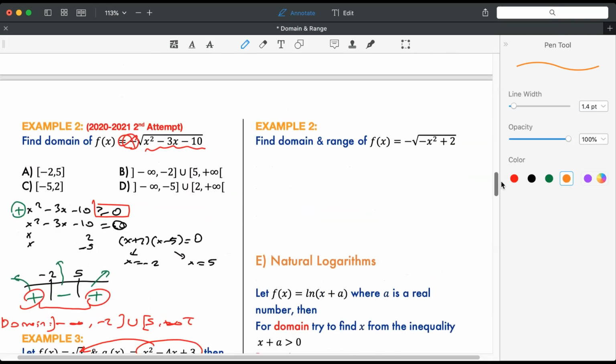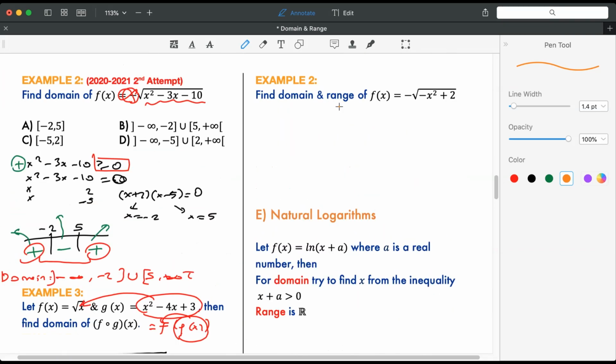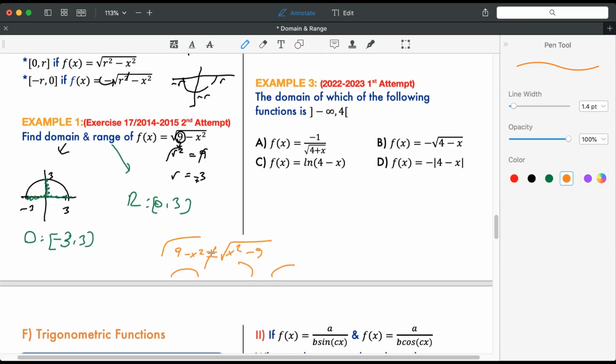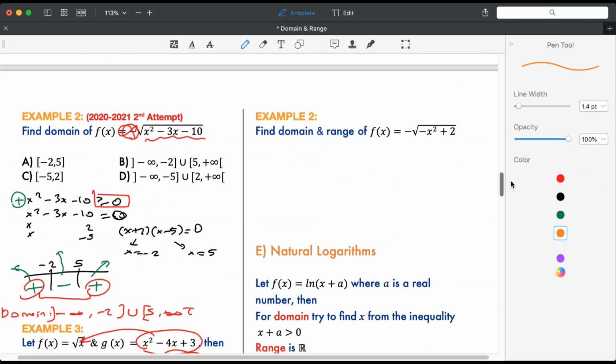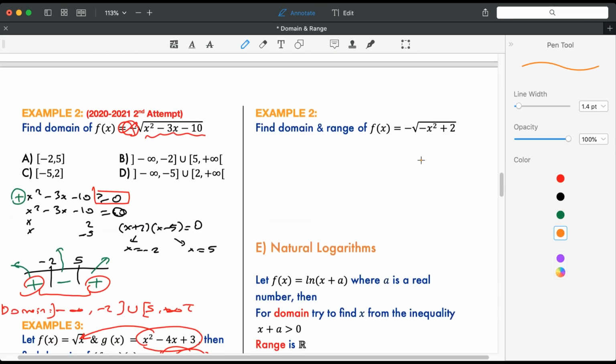All right, one more question. Find domain and range. So, which form is this? Is this the number minus x squared form? Is this form or that form? Determine the form first. Do we have the second form or the third form? In the second form, we had x squared minus something.